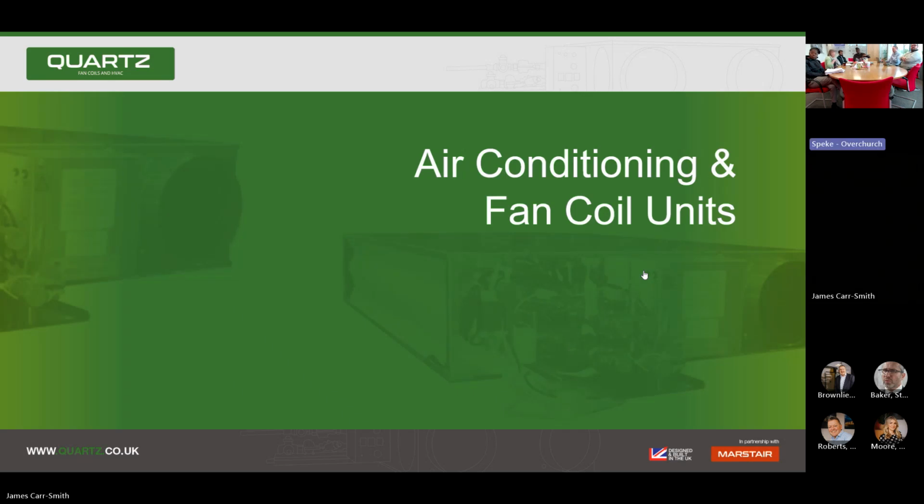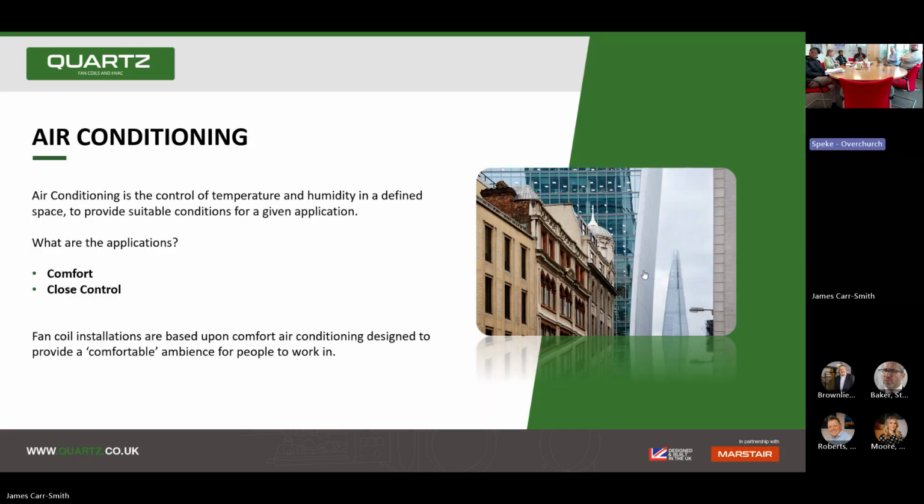So air conditioning fan coils, very basic. The air conditioning side of things is basically the control of temperature and humidity in a defined space. Then the applications of that are either comfort or close control. Most things that we tend to deal with, although there are close control applications where we are working with units that have humidification and dehumidification in, is comfort cooling, and that is essentially the ability to keep a space at a particular temperature.